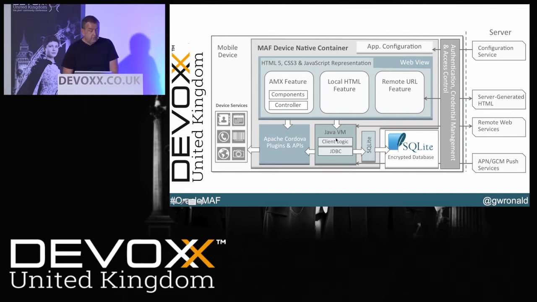Behind the scenes here, we've got the JVM that's downloaded into every application as well. So if you've got business logic you want to execute within your application, that can be Java. We also have the option for writing business logic in JavaScript, or creating pages which are based on a remote URL. Here's a SQLite database, and we integrate with all the device features, camera, GPS, etc., through a JavaScript API called Cordova.